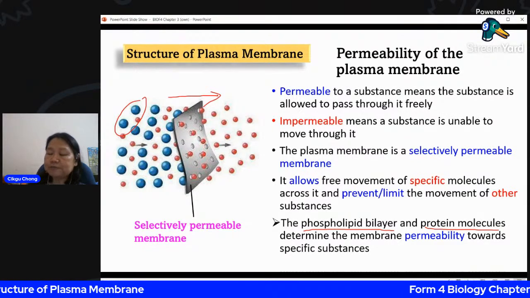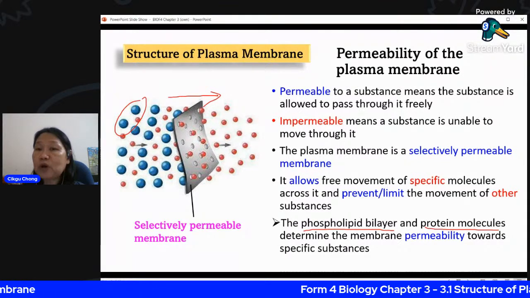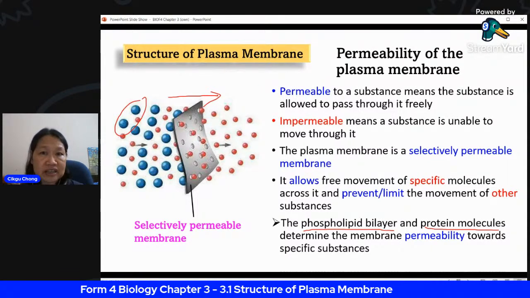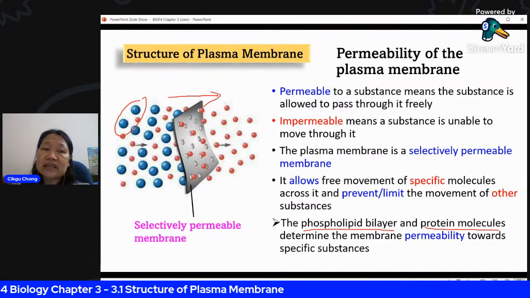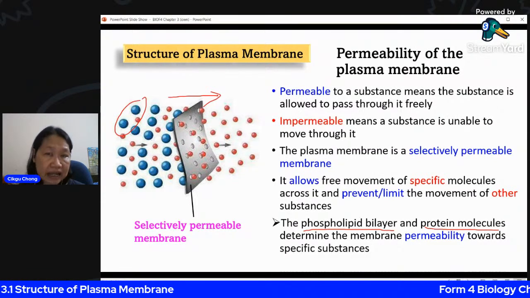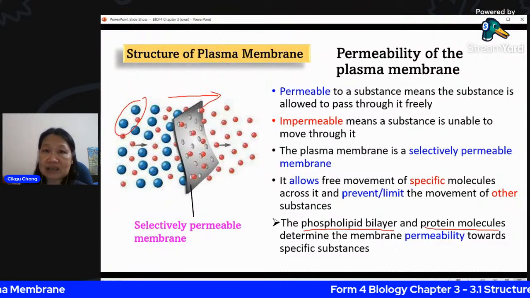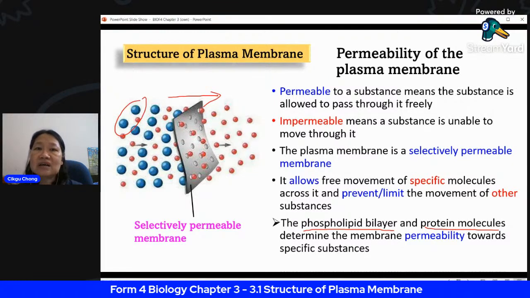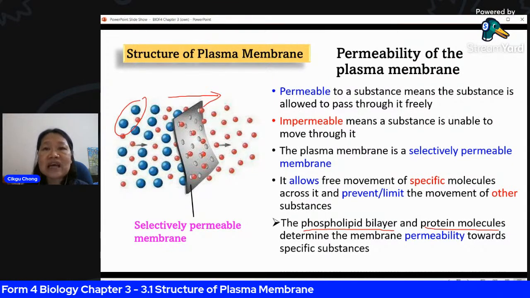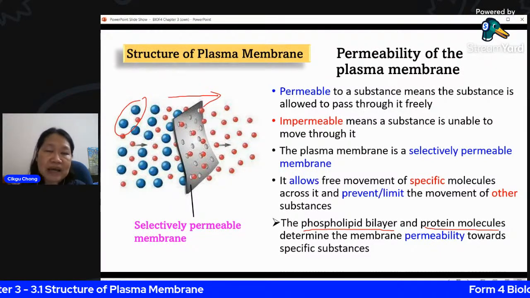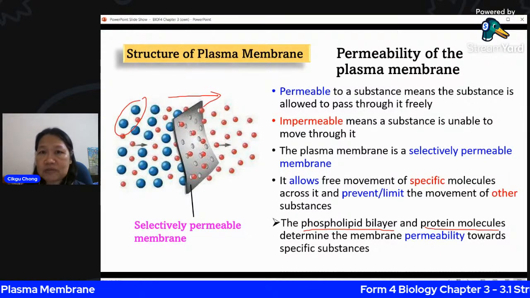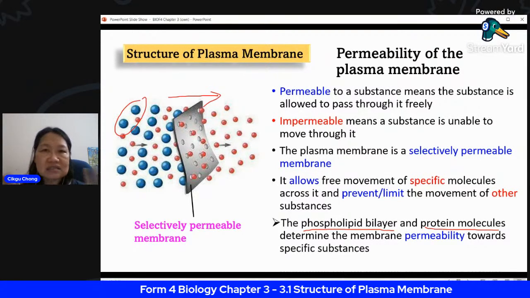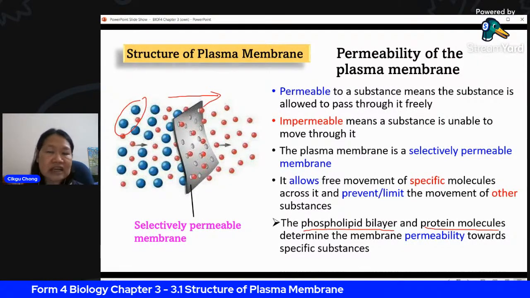So that is the 3.1 lesson. It is a short one, just the beginning. The next lesson will be more challenging, where you need to remember what things can pass through the phospholipid bilayer, what things will pass through the channel protein, which things can pass through the carrier protein, and also the different types of transport, passive transport and active transport. This is very important. You will definitely find it in your questions. Every exam has this kind of question.